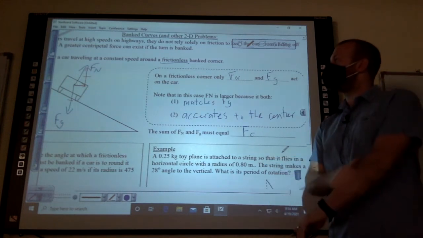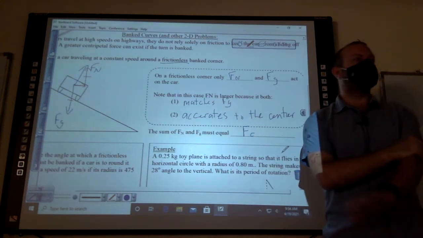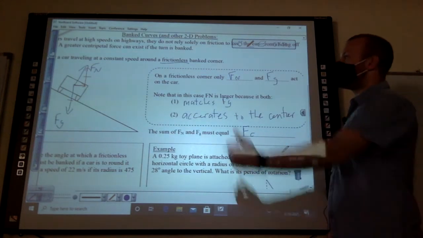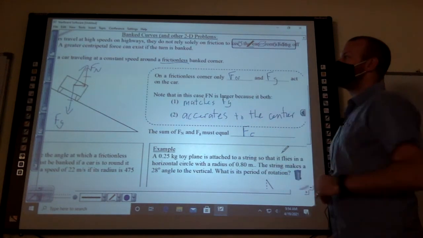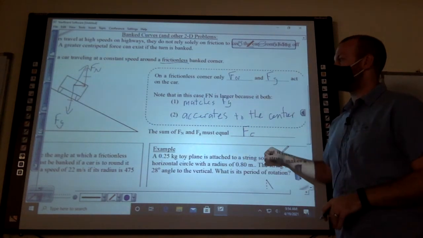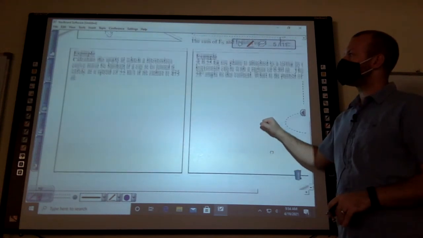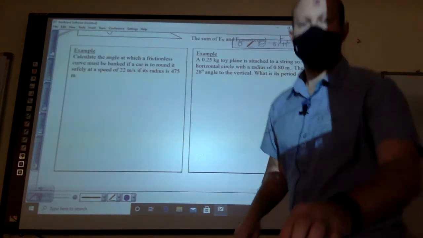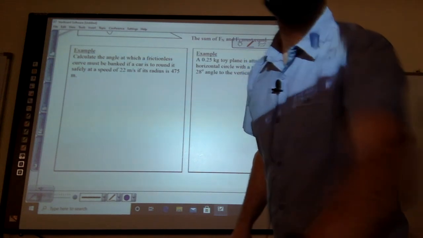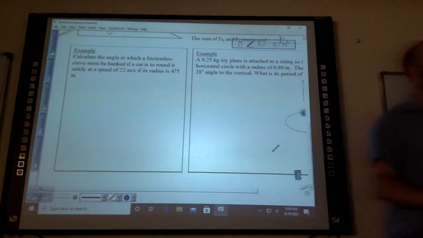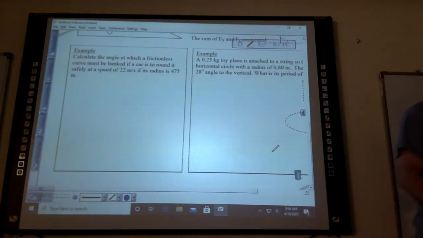Again, I could split it up. It's just going to get confusing. Because my centripetal force needs to be to the right, so I want all my forces to be up, down, left, right. We're doing x and y. Yeah, not perpendicular and parallel.